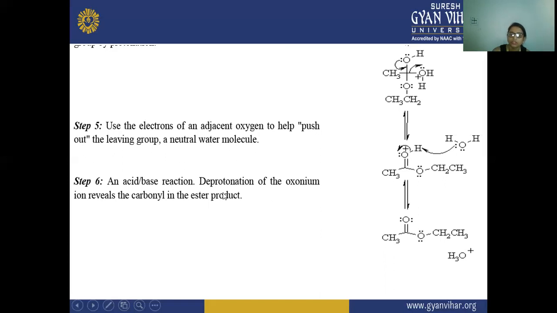bond. So in the sixth step, there is a deprotonation of the oxygen ion to reveal the carbonyl in the ester product. So here this H will be removed from here. There will be a deprotonation. After that, there is a reveal of the carbonyl. Means the carbonyl that is present in the ester product is now revealed. Now you will see that this ester is formed here, plus a hydronium ion is formed here.